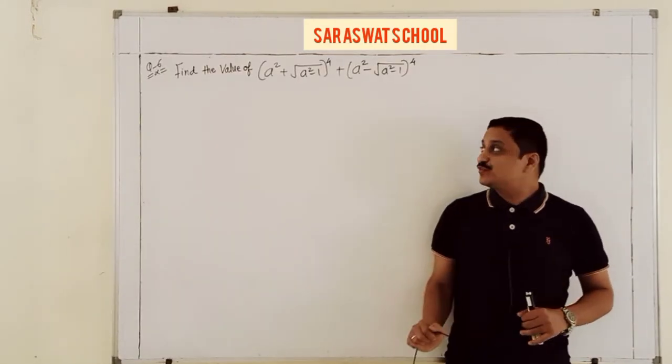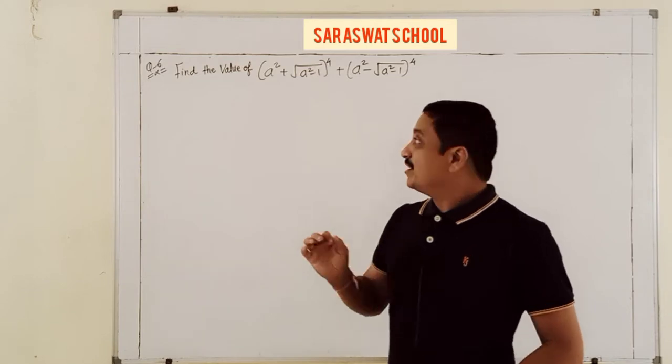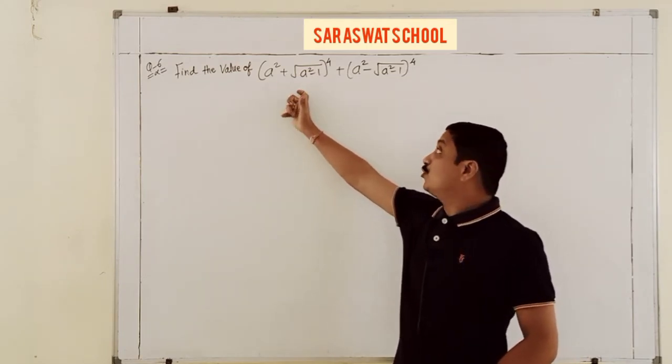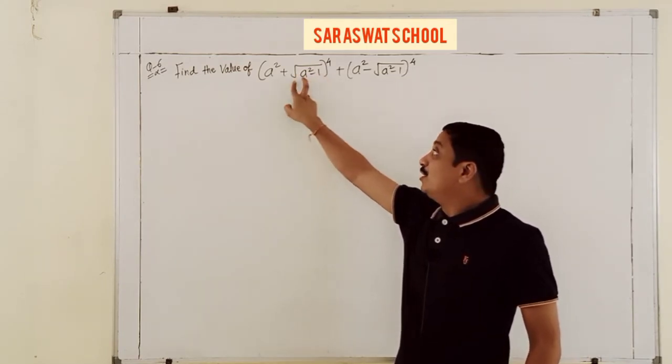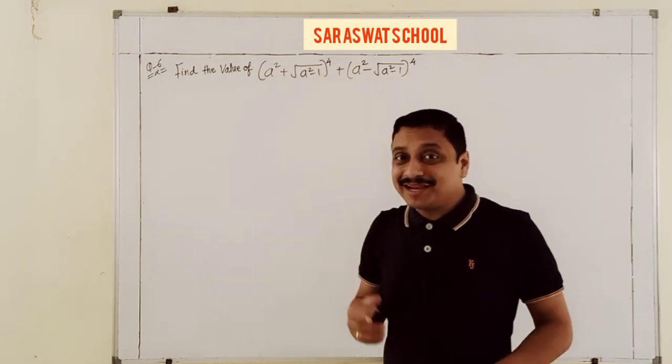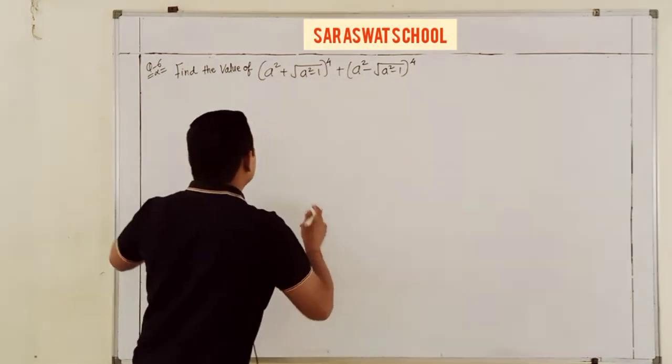Now continue students, one more question, number 6. Find the value of this to the 4th power and this also to the 4th power. Only the middle signs are plus and minus. So I go ahead for this solution.